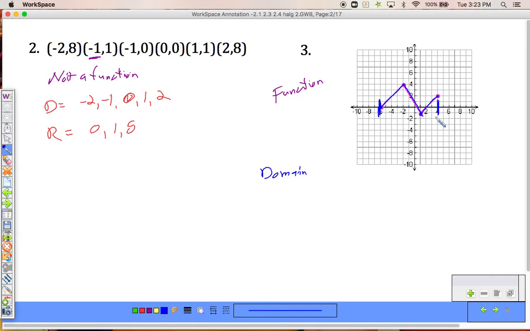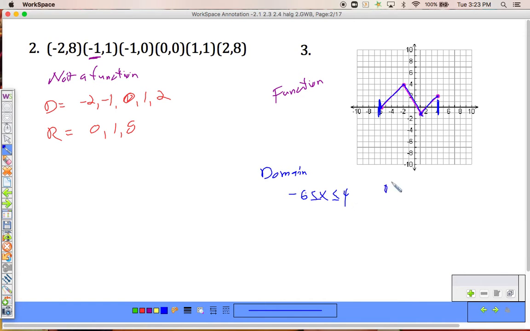So I'm going to say that -6 is less than or equal to x, which is less than or equal to 4, if we're going to do equal to on both of them. So I'm going to start at -6, and I'm going to go up to 4.